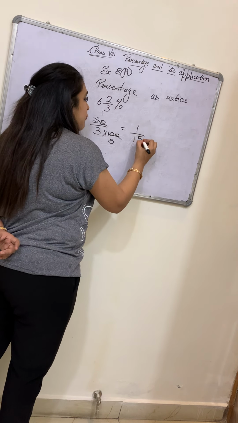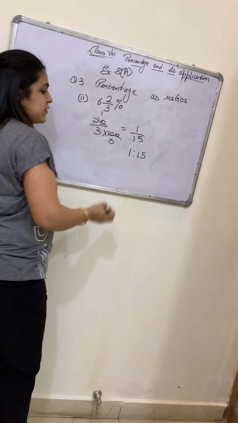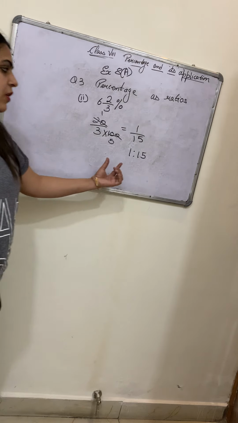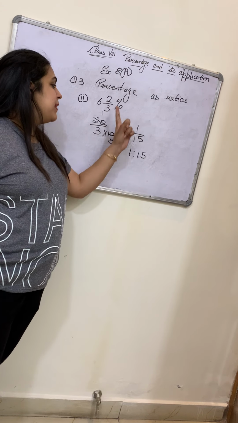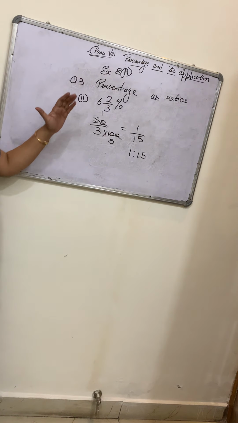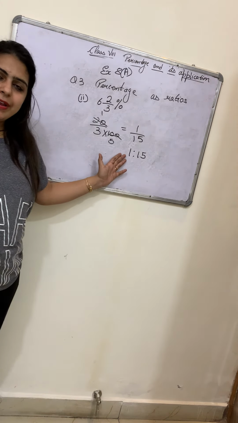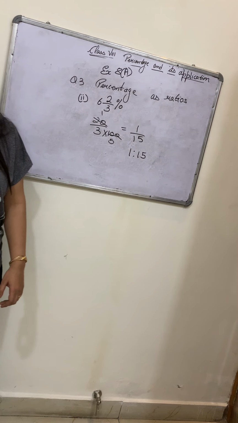Answer is 1 upon 15, that is 1:15. So this is converting percentage into ratio, simply by dividing it by 100. Okay? So here the percentage is converted into a ratio. This was your question number 3.